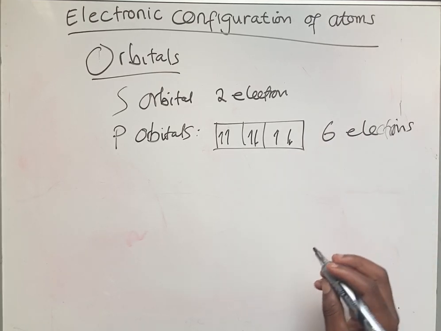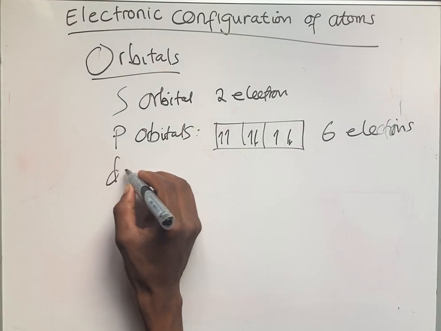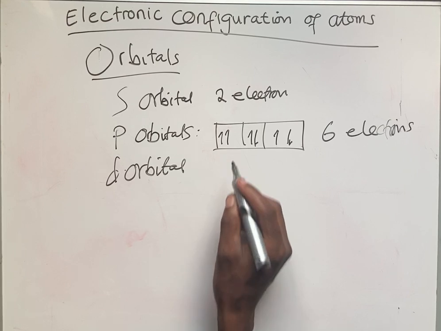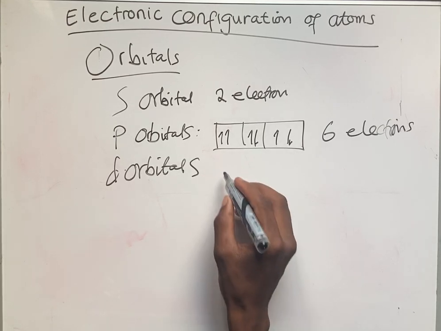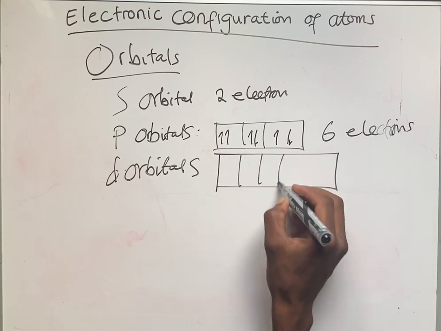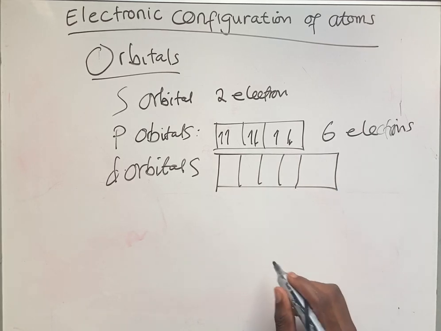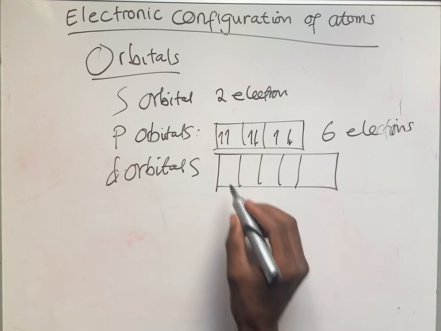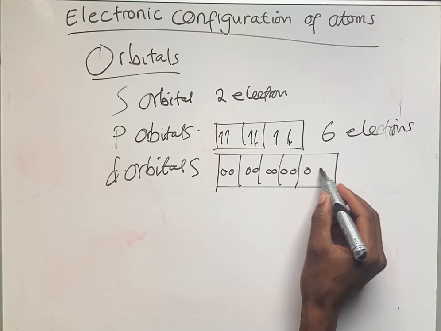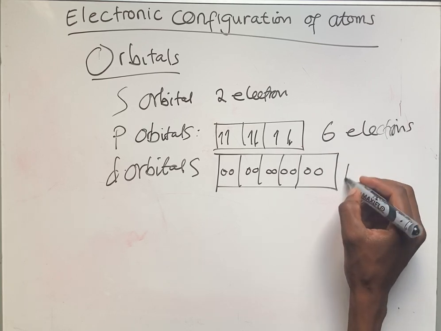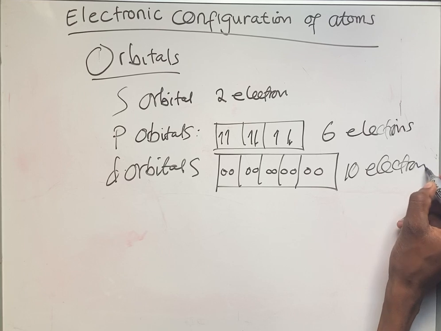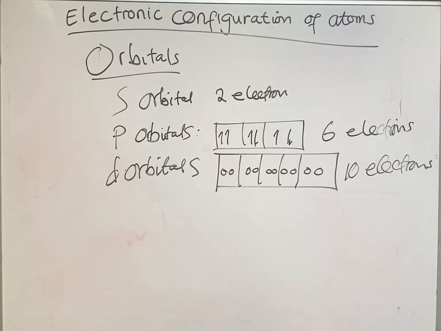Then we have the d orbital. The d orbital has 5 suborbitals. These suborbitals can also accommodate 2 electrons each, which makes it that it can accommodate 10 electrons altogether. So the d orbital can accommodate 10 electrons.